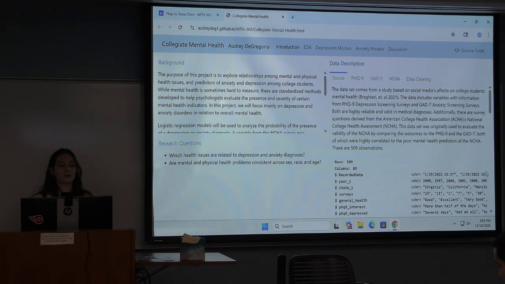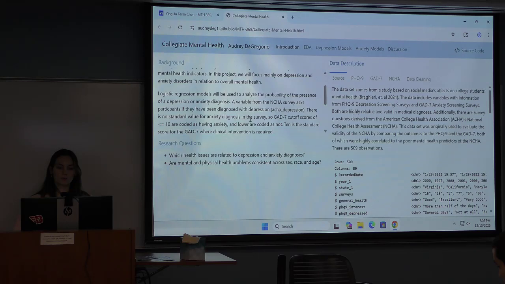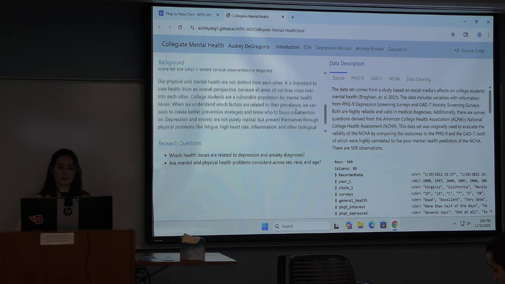Audrey DeGregorio, and I did a project on collegiate mental health. The purpose of this project was to explore the relationships between anxiety and depression in college students as related to physical health indicators. I'm going to use logistic regression models, two models at the end for depression and anxiety, both binary logistic regressions.